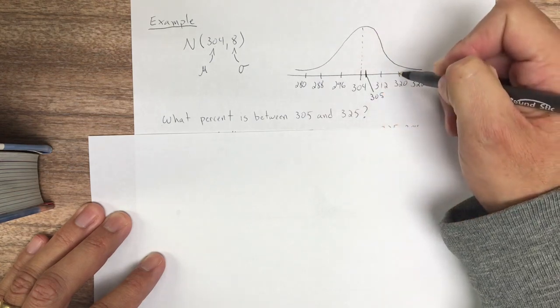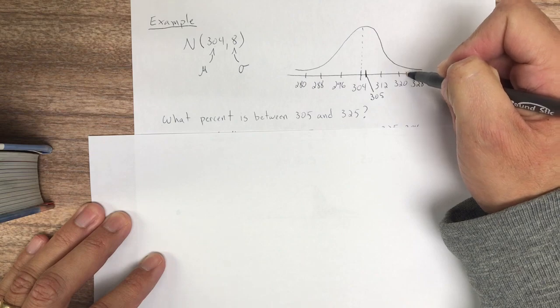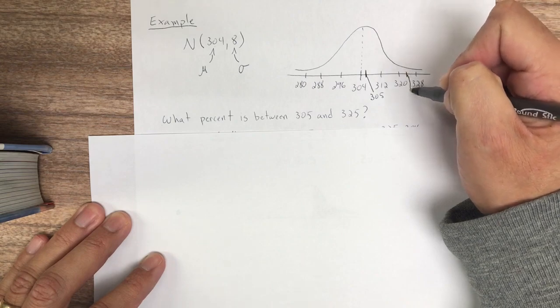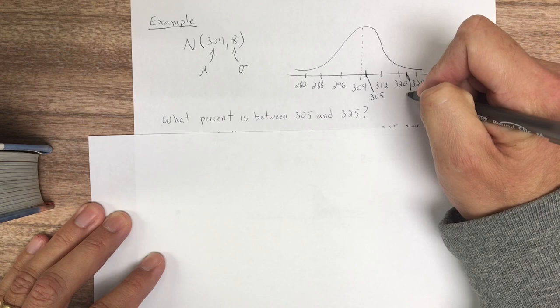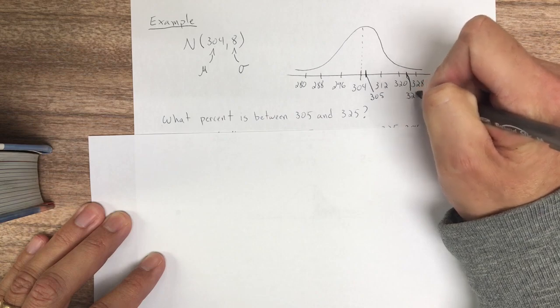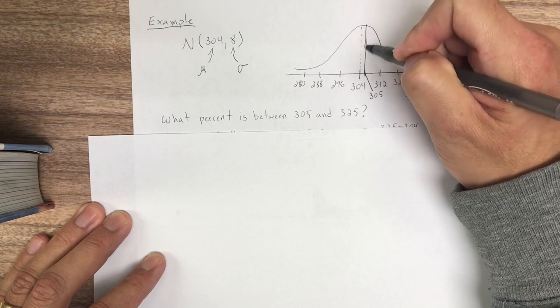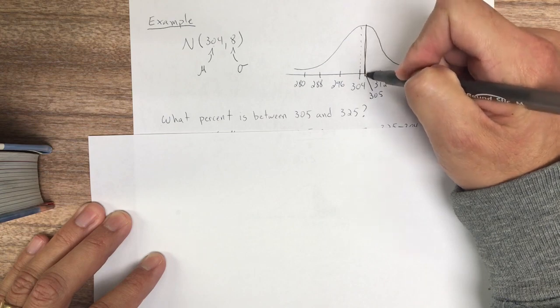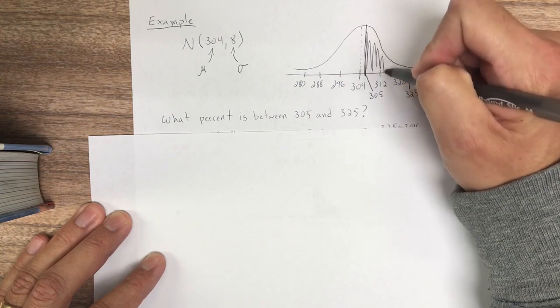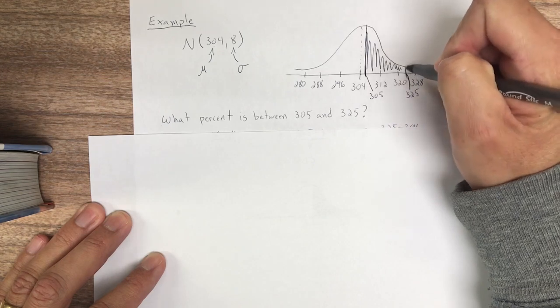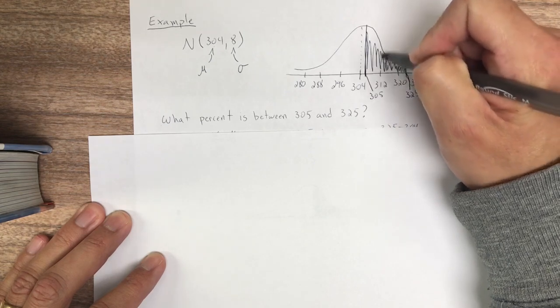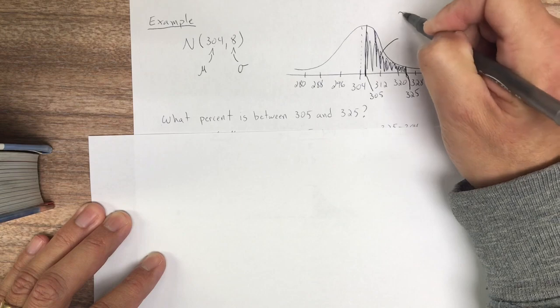So here's 320. So I'm going to say 325 is kind of right there. And this is just an approximation. It's not going to be exact. But this is 325. So I am looking for the area under the curve between this value, 305, all the way to the 325, which is here. So this is the area we are looking for. I want to know what that is.